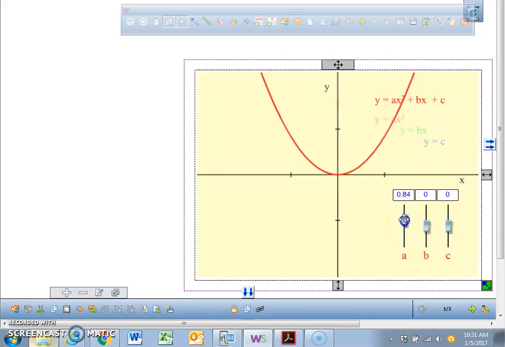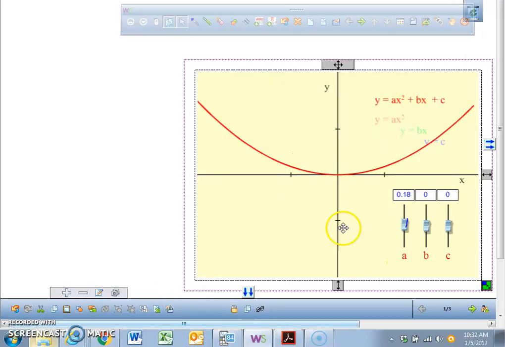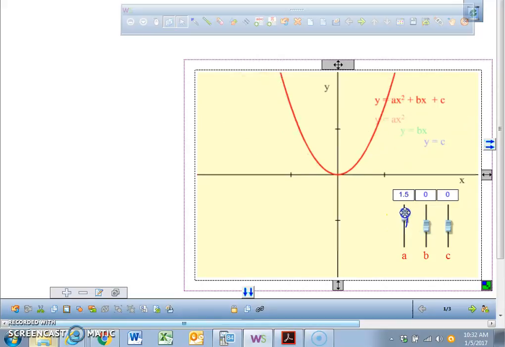You guys notice right here, this is the a value. Which term is the a value? Which term is ax squared? The quadratic term. Very good. So notice right here, the ax squared makes this a parabola. If the number gets bigger, what happens to the width? So the greater the absolute value of that number, the more narrow it is.